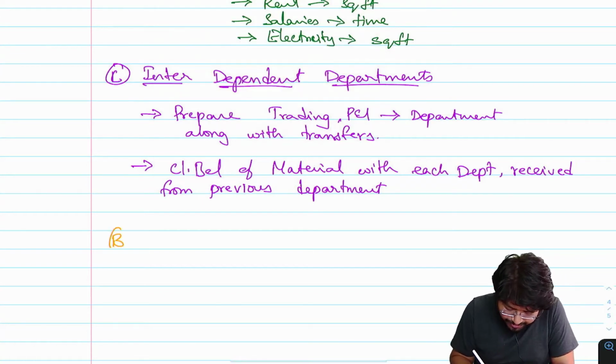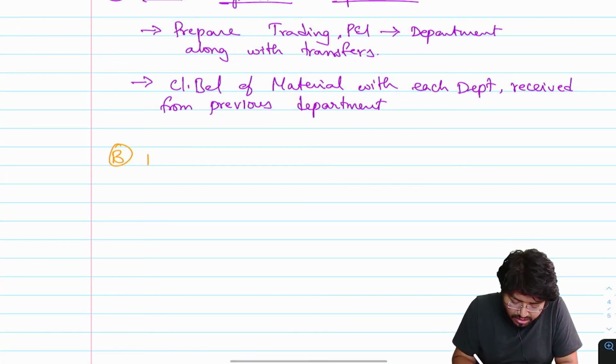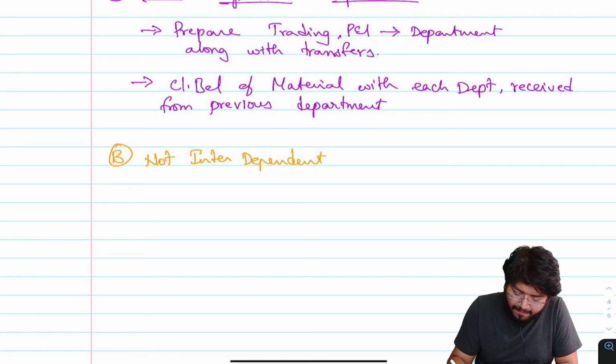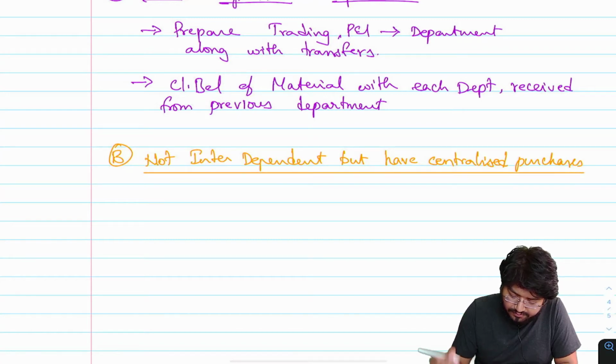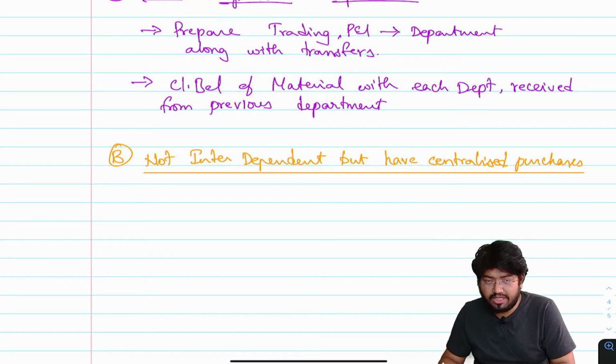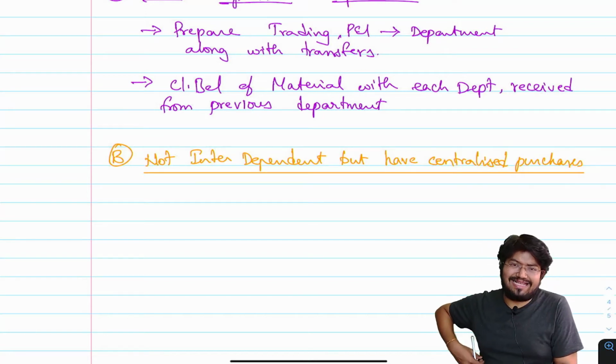Now let's come to segment B, where the departments are not interdependent but have centralized purchases. Okay, this is very, very important. Why is this important? Because your accounting in this case is slightly tricky.